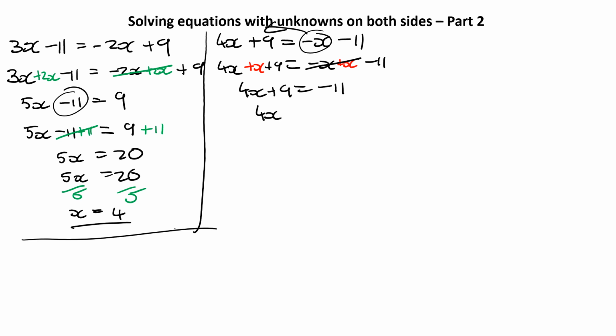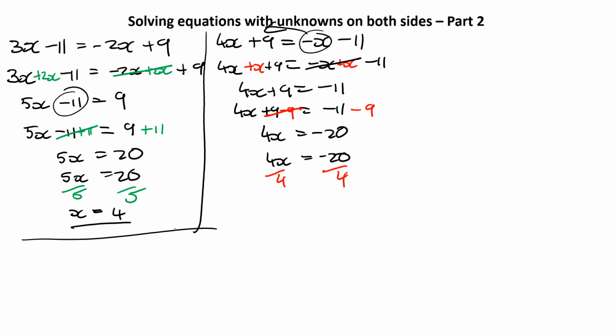So I get 4x plus 9. Now I'm going to have to get rid of this 9 from the left-hand side. To balance that, I have to go minus 9, minus 9. That cancels out there. I get 4x equals minus 20. My inverse operation to that is to divide by 4, divide by 4. I get x equals minus 5.